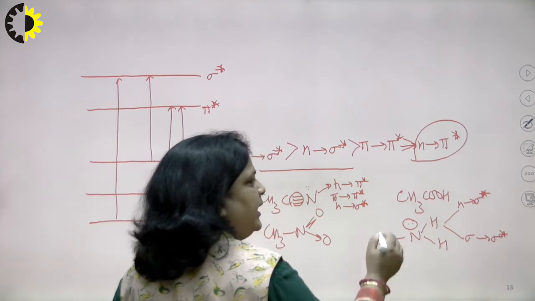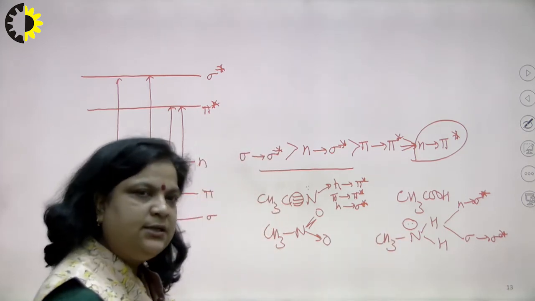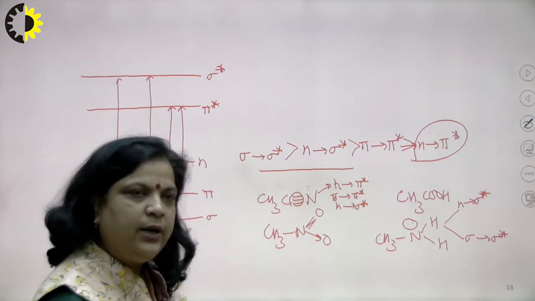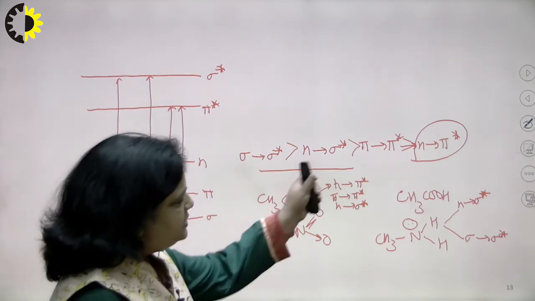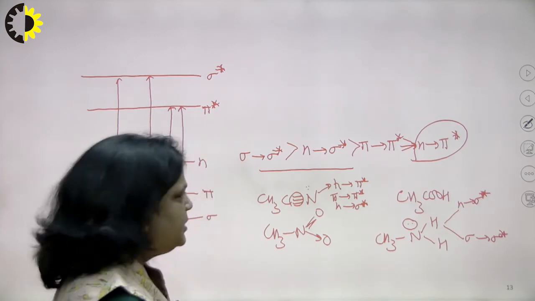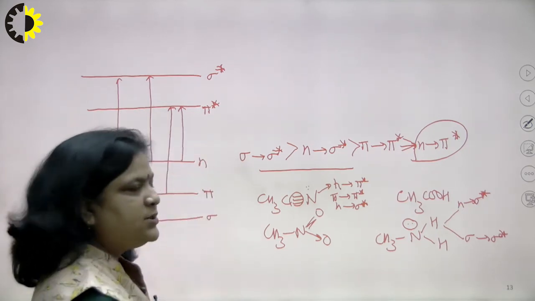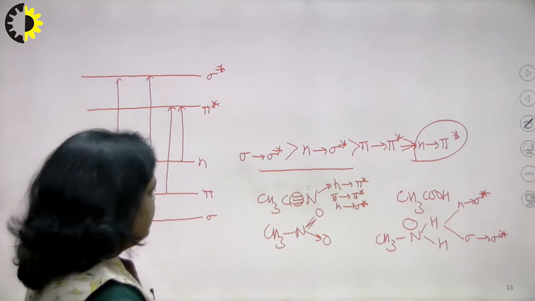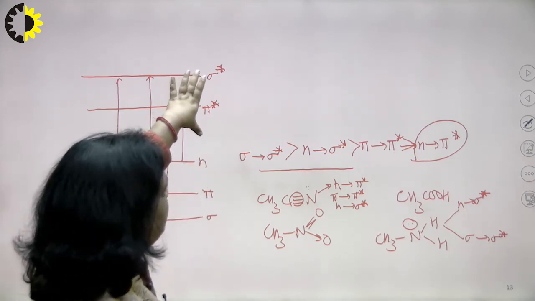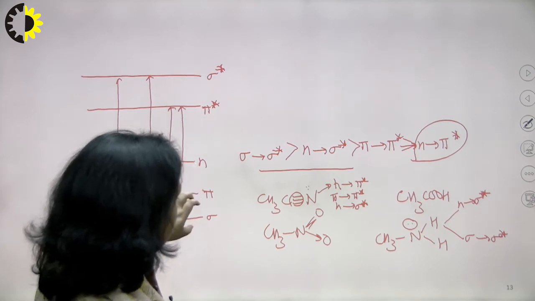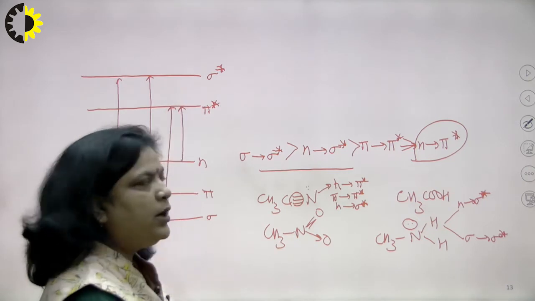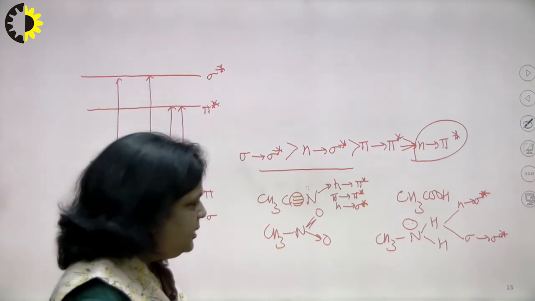CH3COOH, in the acid, C double bond O. So a double bond is there, and oxygen is a heteroatom which has non-bonding electrons. So in the acid all 4 transitions are possible. So these are the 4 transitions which may be possible in a molecule, and these 3 are of lower energy. So bonding, these 2 are higher. Antibonding: these are the highest occupied molecular orbital, and these are the lowest unoccupied molecular orbital.